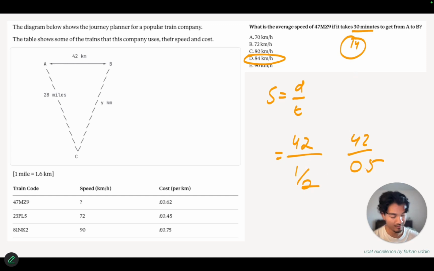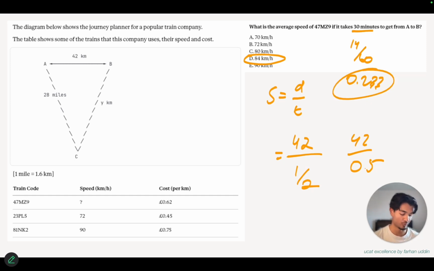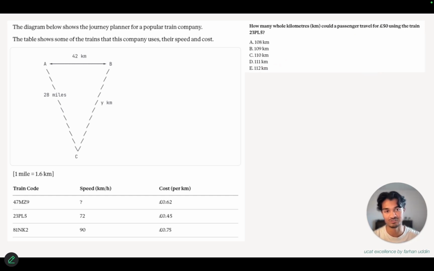How do we figure that out? Well, we get the number 14, we divide it by 60 to get the decimal, which ends up being 0.233. So instead of 0.5, we put 0.233. You're going to get the answer that you need. So the principle remains the same no matter what you do for these speed, distance, time questions. Let's move on to our next question here. So feel free to pause the video now and have a go.